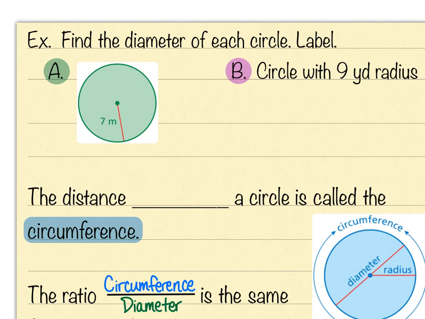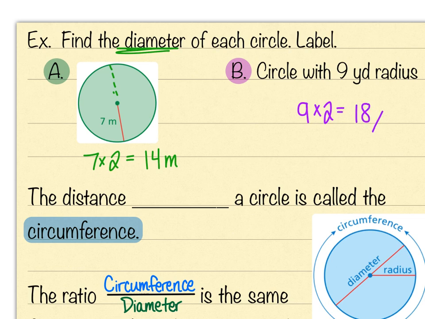Now, the flip side of that is finding the diameter. If you have the radius, you can find the diameter. And since the diameter goes all the way through the circle and not just halfway, then we would just take whatever measure they give us for the radius, in this case 7, and we multiply it by 2. So the diameter of this circle is 14 meters. And in circle B, since the radius goes halfway through, we multiply by 2. And that means the diameter would be 18 yards.